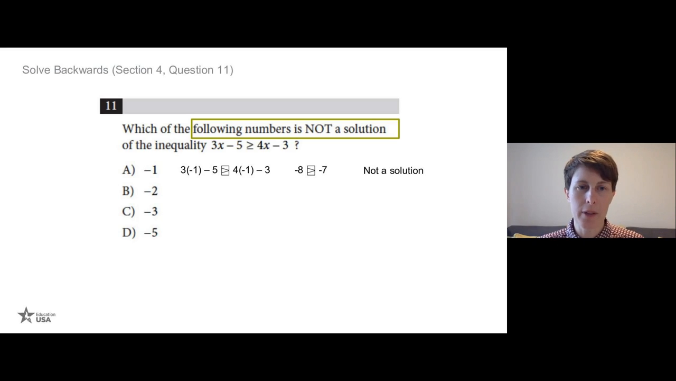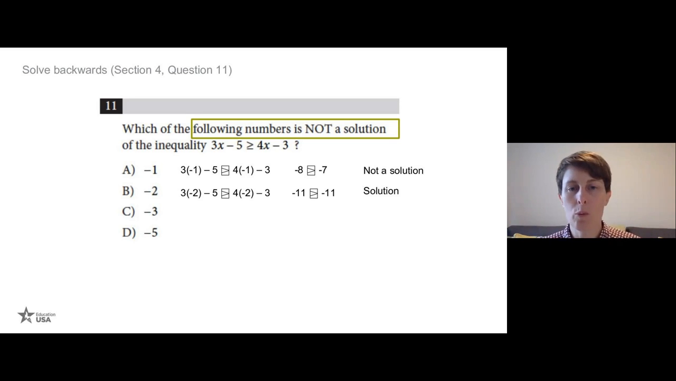But if you're feeling skeptical and you just want to double check you're doing things right, you can always double check your other solutions. And as you keep going, you would find that negative two is, well, negative 11 is greater than or equal to negative, it's equal to, right? So that is a solution. Solution, not a solution, not a match. So again, just writing things down can sometimes help your brain go, not a solution, match. That's what we're looking for, putting the box around it, double checking.